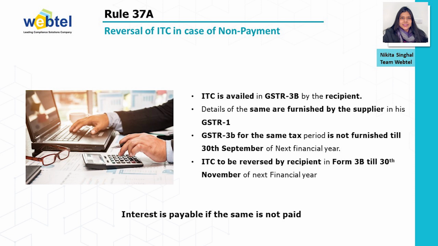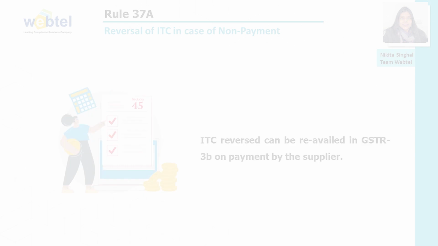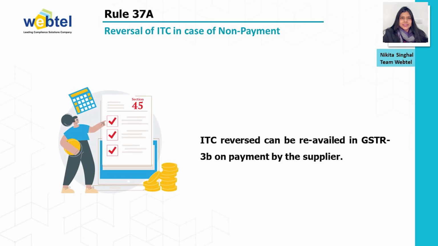If GSTR-3B for the same tax period is not furnished till 30th September of the next financial year, then ITC is required to be reversed by the recipient in his Form 3B till 30th November of the next financial year. And if he is not reversing the amount, then the same is to be paid along with interest under section 50 of the CGST Act. ITC reversed can be re-availed by the recipient in his GSTR-3B on payment by the supplier.